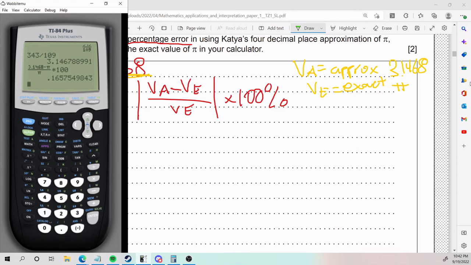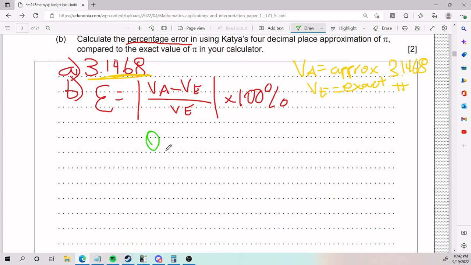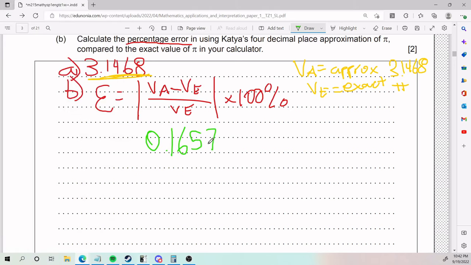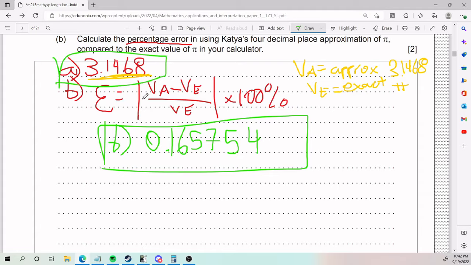First of all, it's a positive value, so I can just leave it like that, cierto? Second of all, well, that's the answer. So we get 0.16575. So that is for part B. And that is part A, that is number one.